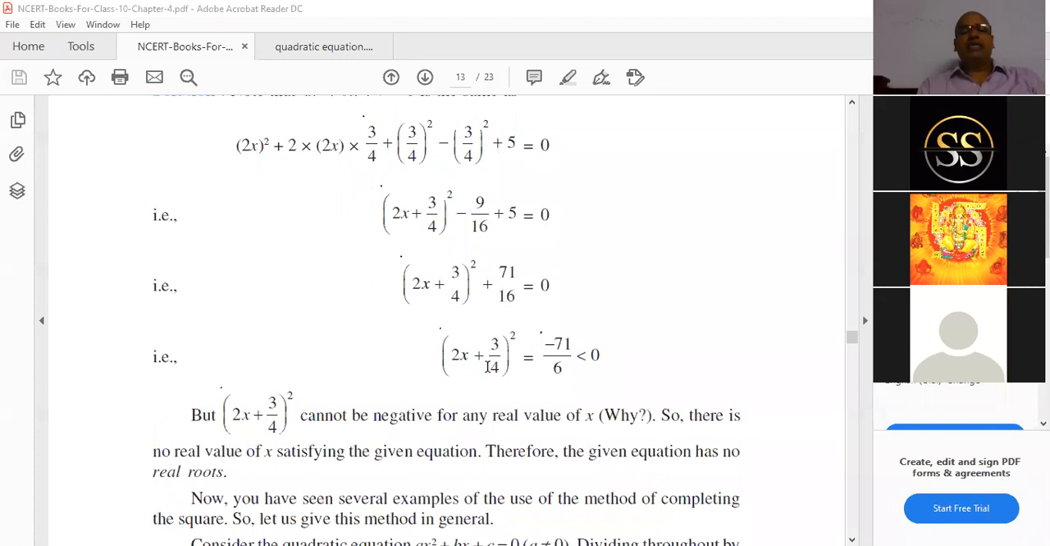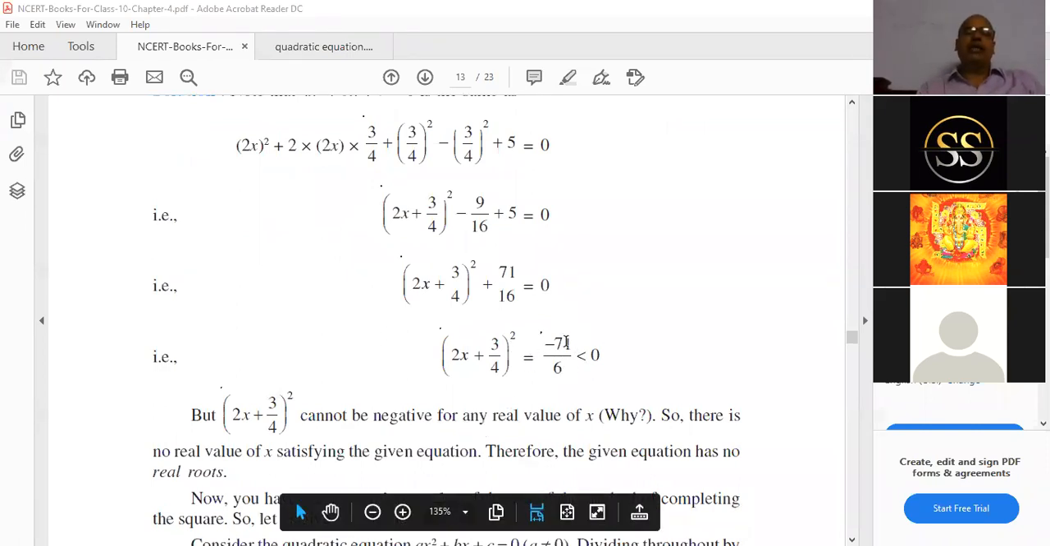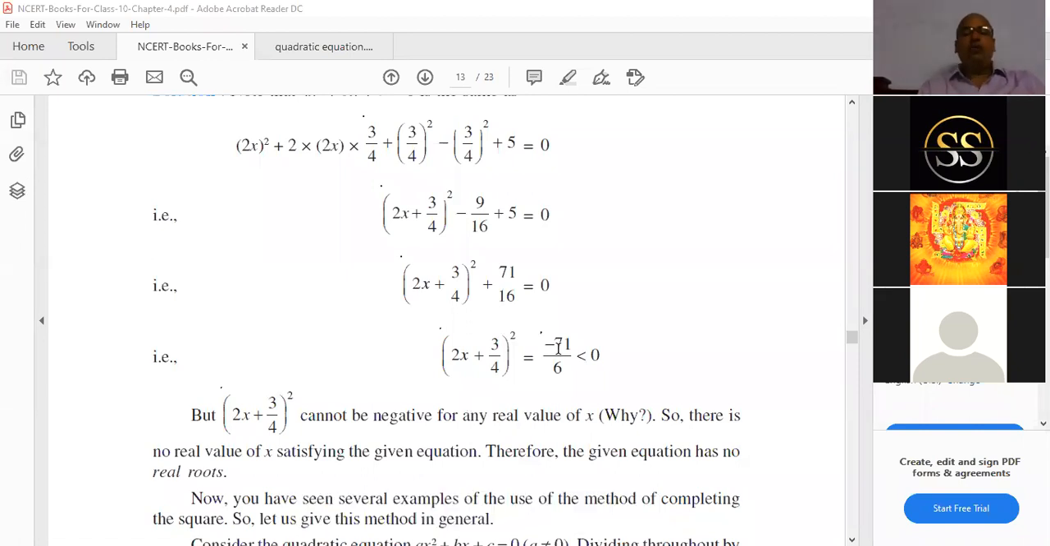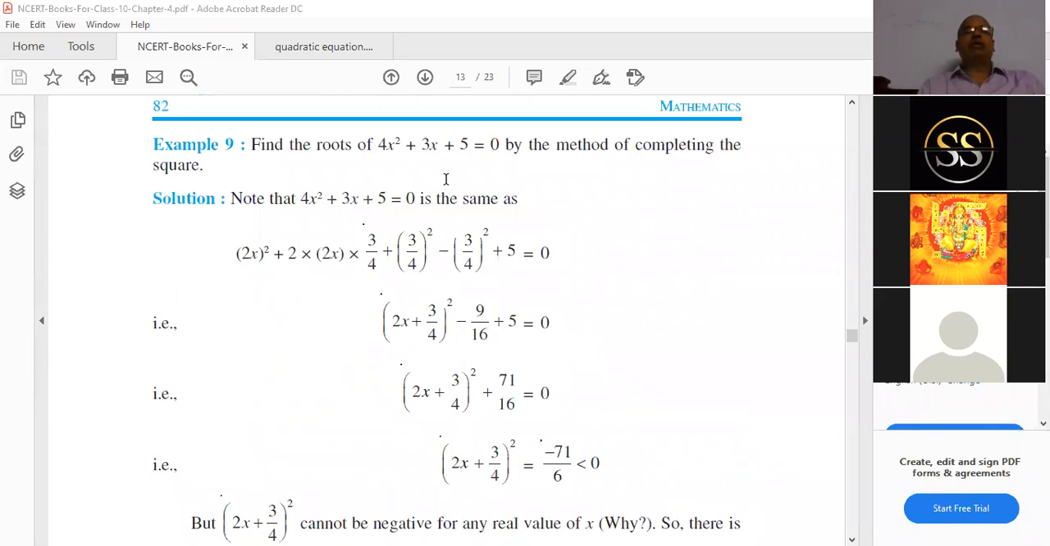Now if you transpose, this is less than 0. A negative can't be there, this whole square can't be negative. That's why real roots do not exist. Under root negative will not come. How do you know? You check b square minus 4ac here. B square means 3 square, 9. 9 minus 4 fours are 16, 16 fives are 80, 9 minus 80 means minus 71. It is less than 0. Hence real roots do not exist. So no need to solve.